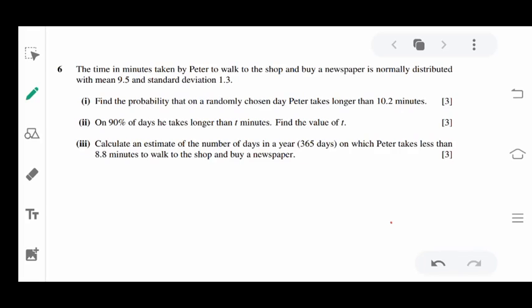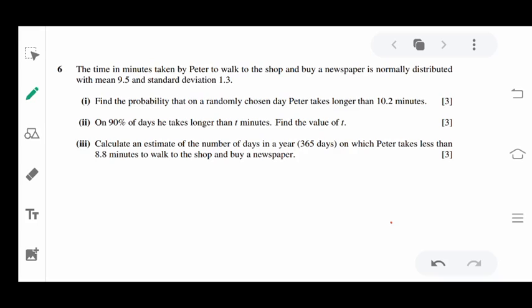It is another question. The time in minutes taken by Peter to walk to the shop and buy a newspaper is normally distributed with mean 9.5 and standard deviation 1.3. Find the probability that on a randomly chosen day, Peter takes longer than 10.2 minutes.